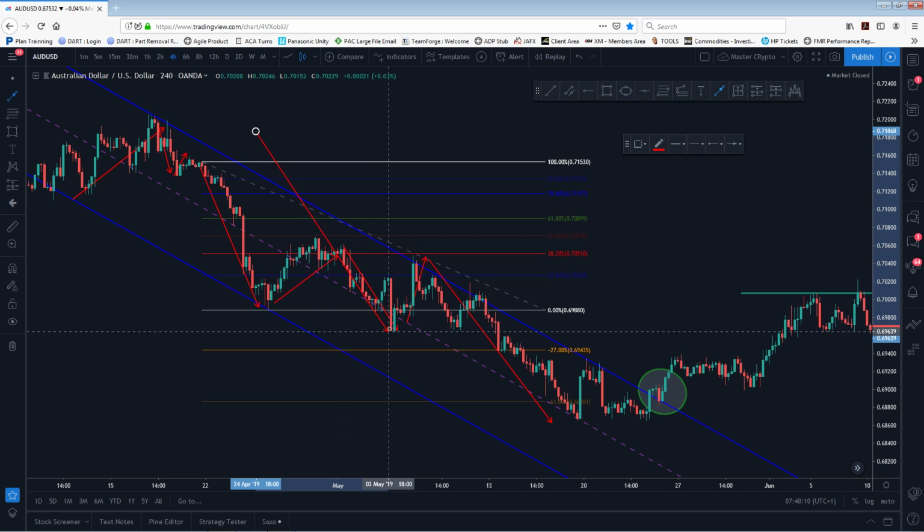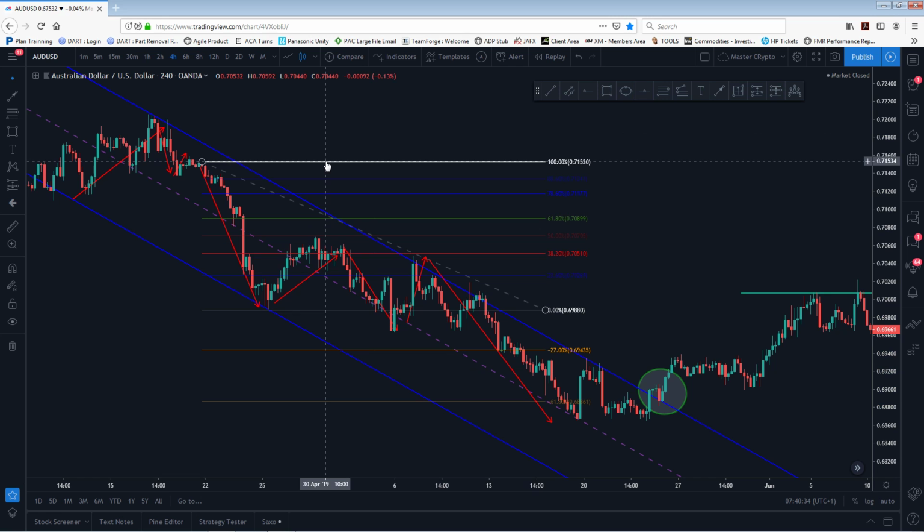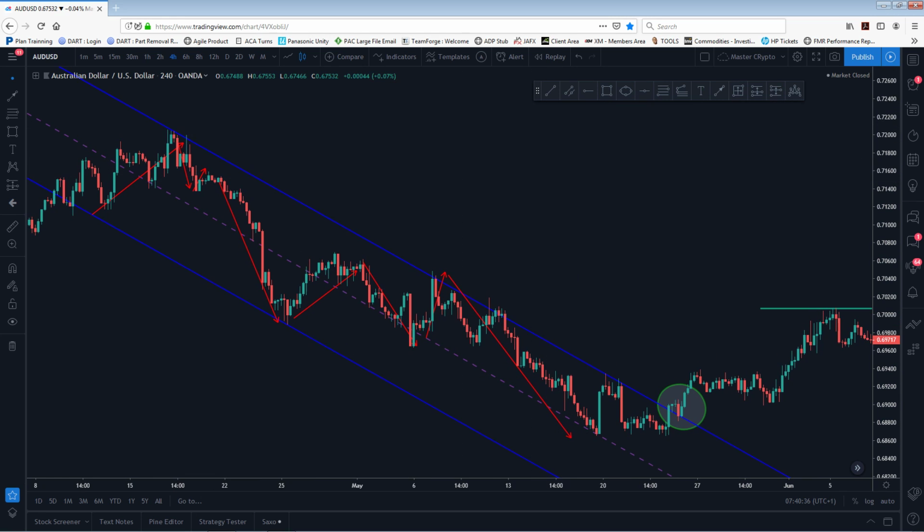Price came down, came back up, retested 38.2. You would have still been good because your stop loss would have been up here. So as price came down, retested this area, 38.2, and then continued down, you take profit at take profit 3. That is how you use fibs with a channel.